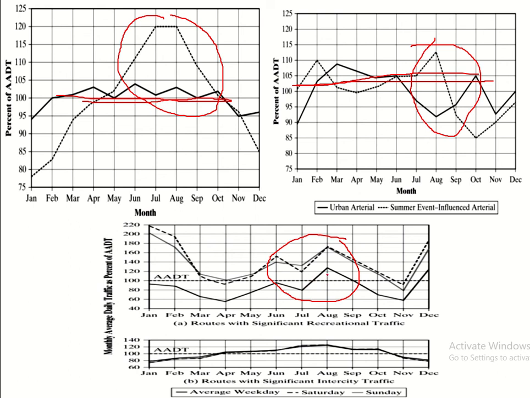Solid line represents weekdays, and the other thin line represents weekends. So obviously weekend traffic is higher compared to weekday traffic for the recreation route. Okay, and this one is the intercity route.